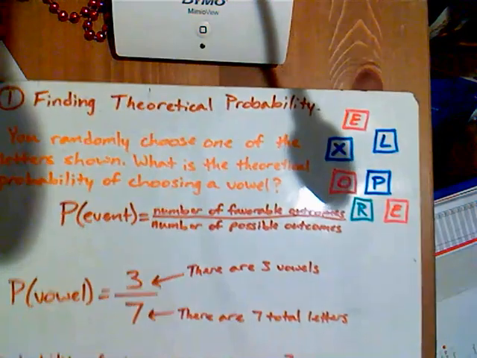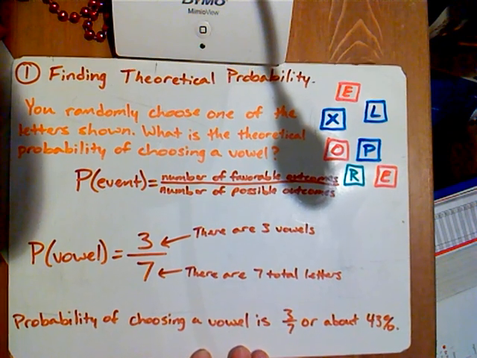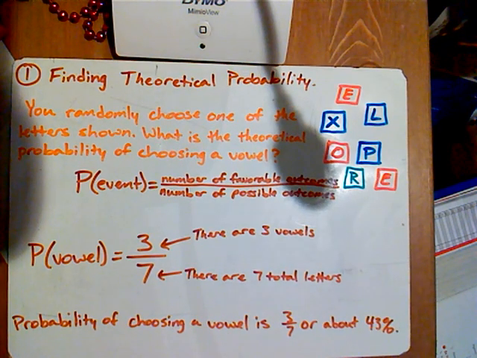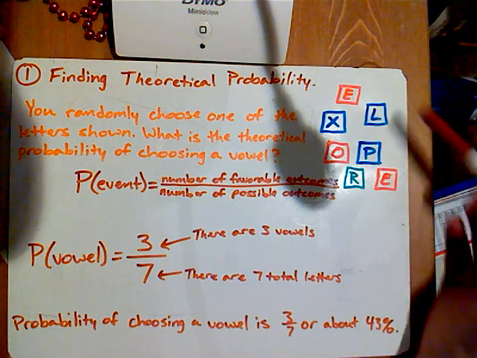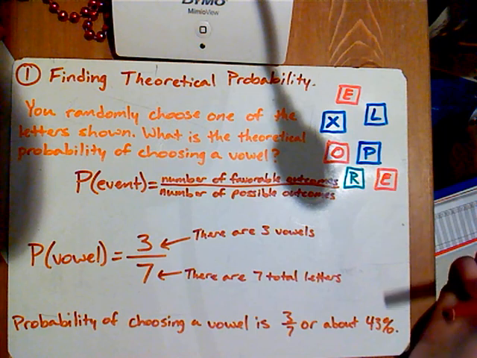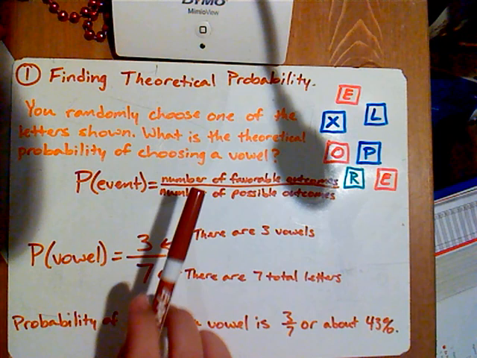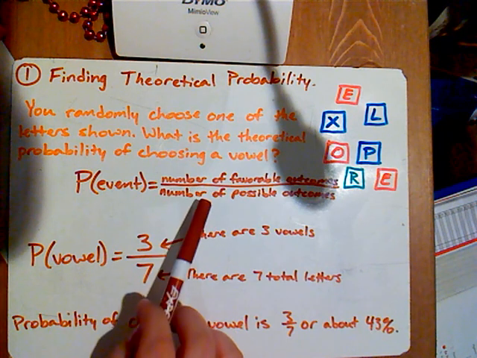So we are going to look at our first example, and our first example has us finding a theoretical probability. It says you randomly choose one of the letters shown. What is the theoretical probability of choosing a vowel? So we've got these letters over here: E, X, L, O, P, R, and another E. So remember, P, the event, equals the number of favorable outcomes to the number of possible outcomes.